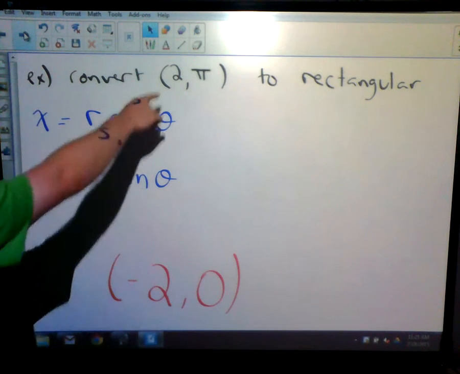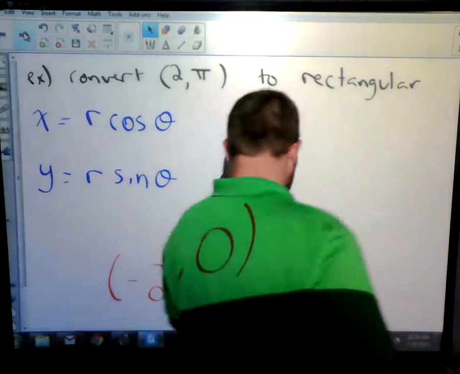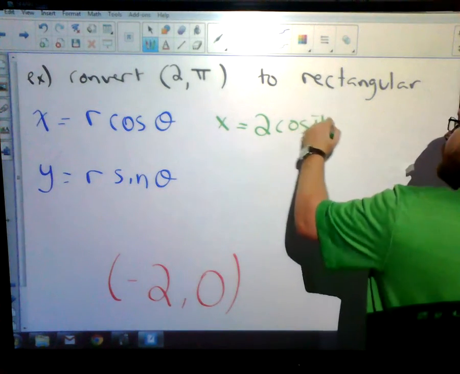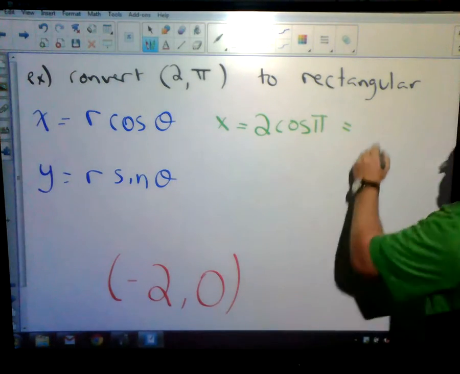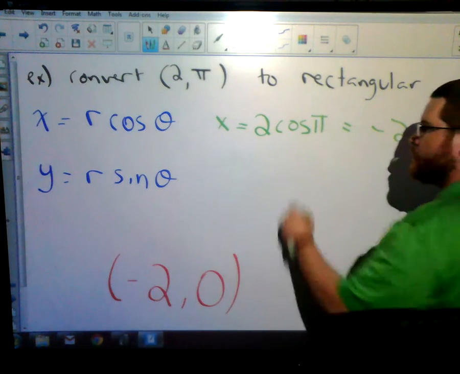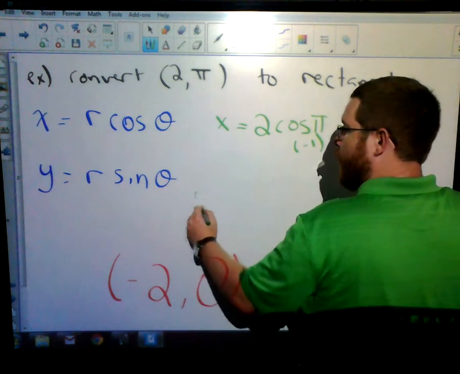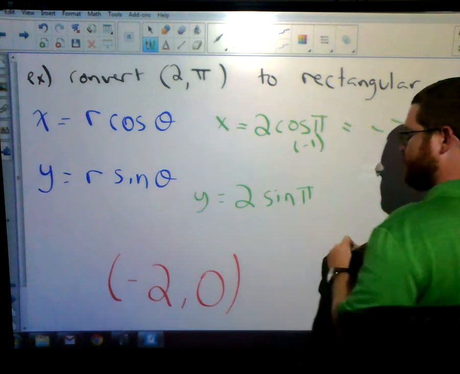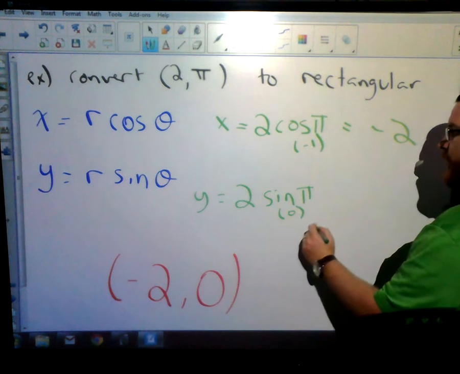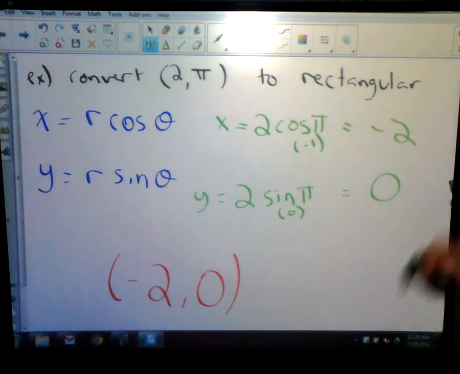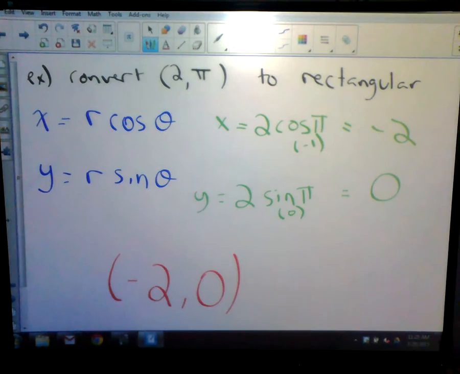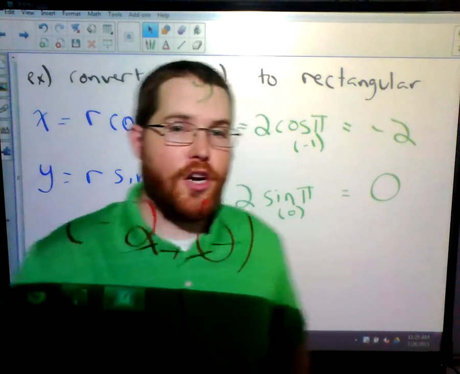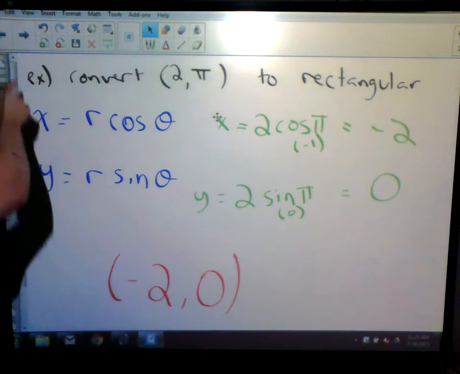Well, the x value is r cosine theta. That means that x equals 2 cosine pi. Well, cosine of pi is negative 1. That's negative 2. Y is equal to r sine theta. Well, sine of pi is 0. So that is 0. So that's really easy. 2 comma pi is negative 2 comma 0. Going from polar to rectangular is pretty easy if you know the r sine theta and r cosine theta.